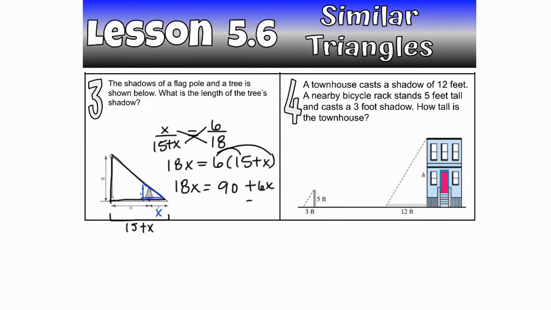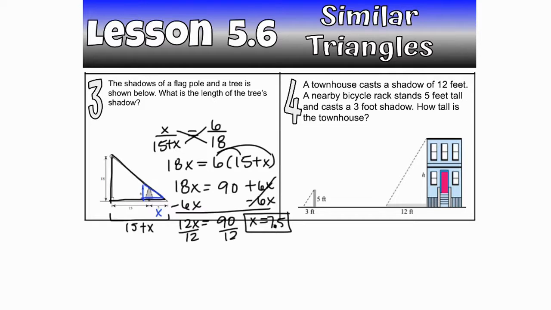And then I'm going to subtract 6x from each side. And so 12x is equal to 90. And then I'll divide by 12 on each side. And so x is going to be equal to 7.5. So that's the length of the shadow. And that makes sense because you can tell that the bottom part, or the shadow, should be longer than the height of our object there.